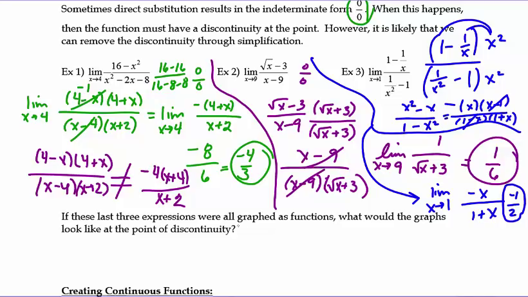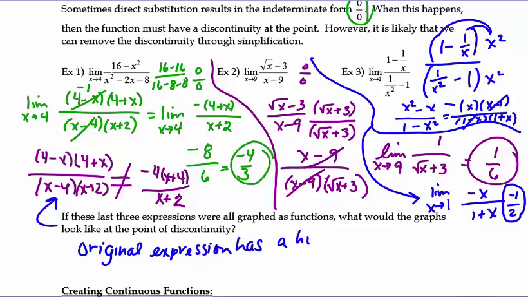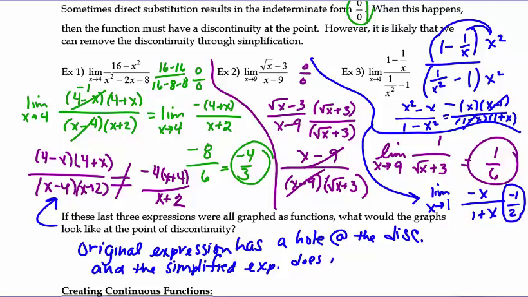If these last three expressions were all graphed as functions, what would the graphs look like at the point of discontinuity? That's what I was discussing when I was writing in purple right here. They would have holes. The original expression has a hole at the discontinuity, and the simplified expression does not have the hole. It's filled in. Okay? All right.